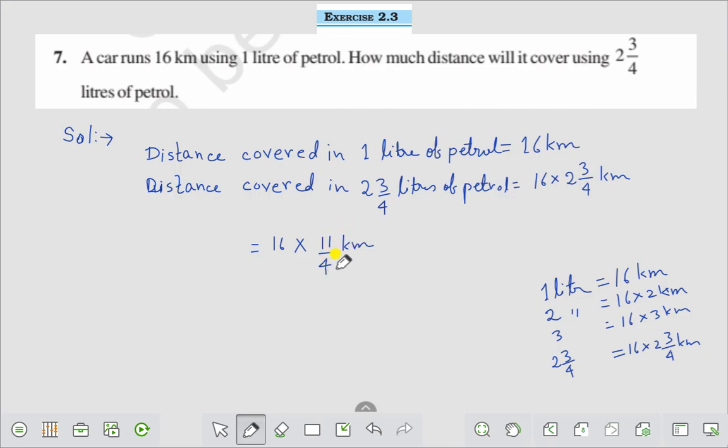If we change into lowest term, 4 1 is 4, it is 4 4 is 16. That is 4 11 is 44 kilometer. Right? Therefore, distance covered in 2 whole 3 by 4 liters of petrol is 44 kilometers. That is the answer.